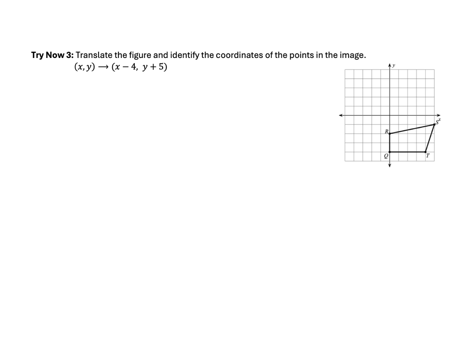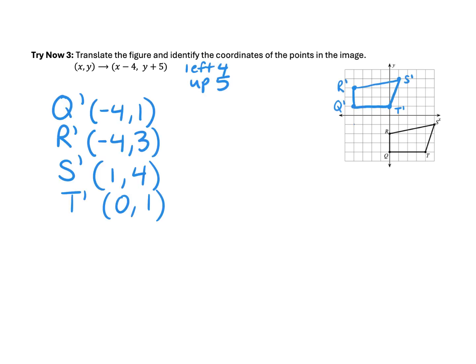Here's a try now for you to try on your own. You're going to translate the figure and list the coordinates of the image. Please pause your video now. And here's your solution. Each point moves left 4 and up 5, and you'll end up with those coordinates for your image.